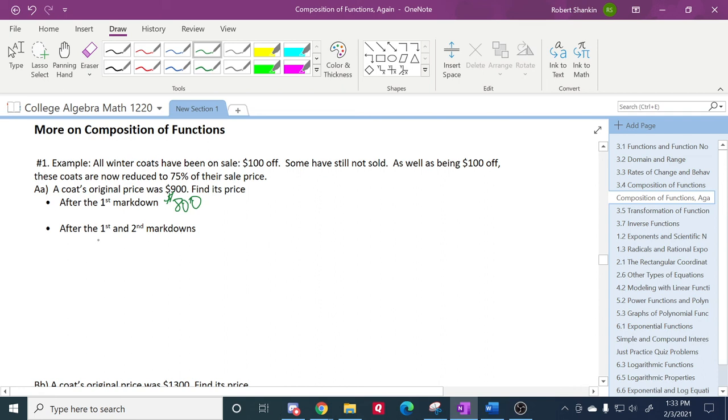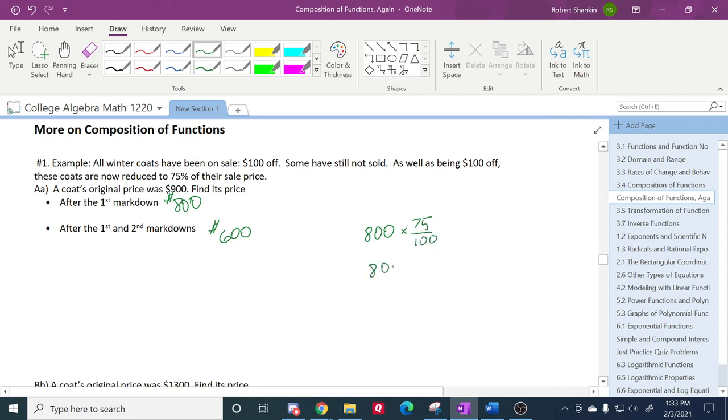Do you have anything after the first and second markdowns? Well, we put for the first markdown $800 and for the second markdown $600. How did the 600 come about? Well, the way I did it is I multiplied 800 by 75 and then I divided it by 100. Very nice. So you took the 800 and multiplied it by 75 over 100.